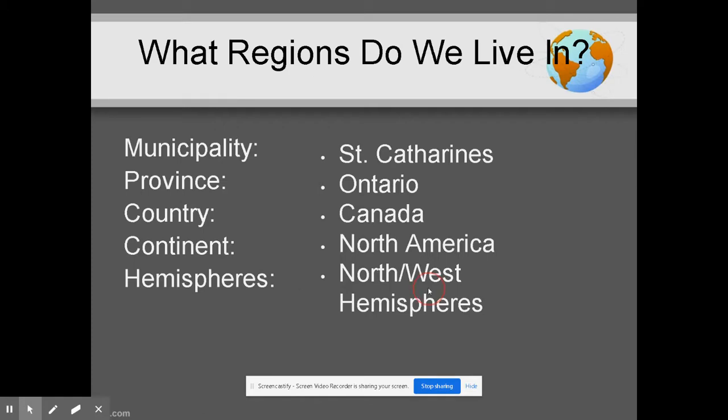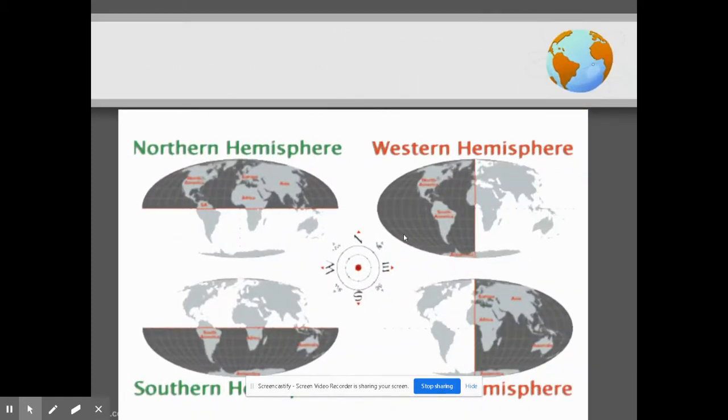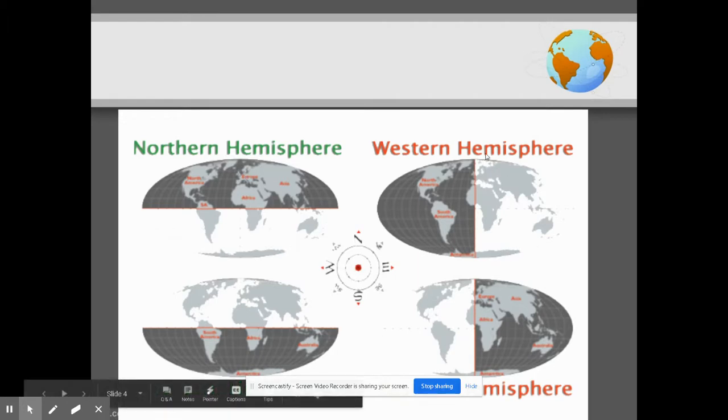When it comes to hemispheres, we've divided the world along the equator to divide it into a northern and a southern hemisphere, and we can also divide it in the opposite direction along the international date line and the prime meridian, which divides us into an eastern and a western hemisphere.